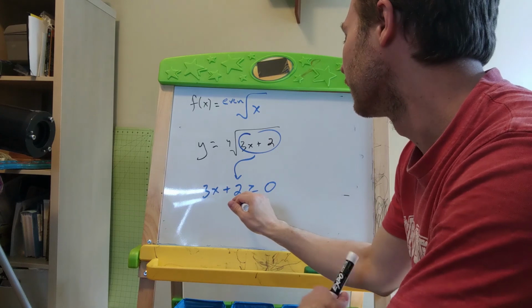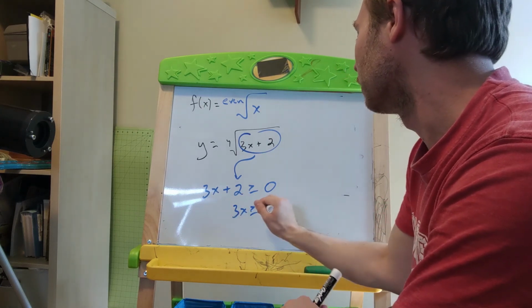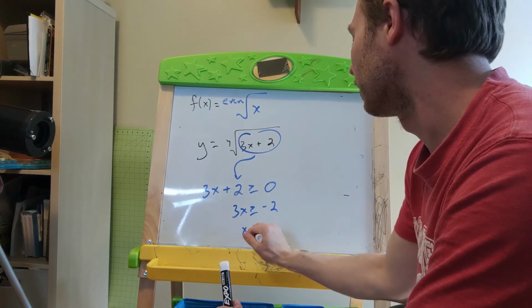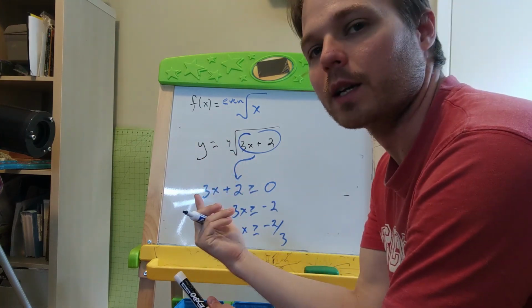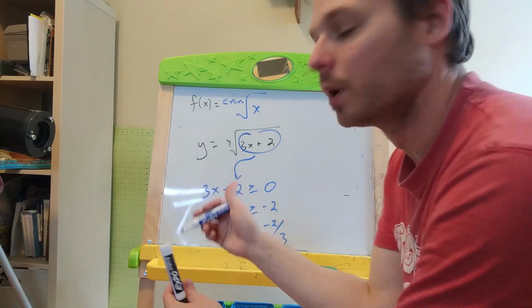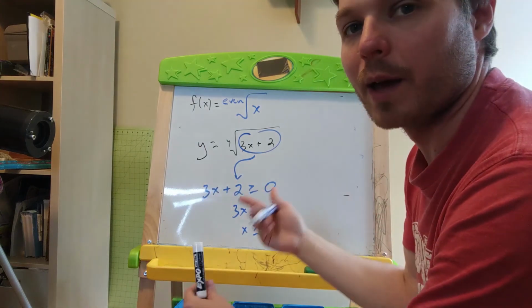So subtract the 2, so you get 3x is greater than or equal to -2, and then divide by 3. X is greater than or equal to -2/3. You only reverse the sign if you divide by a negative number, so we're dividing by positive, so no problem here. That'll give it to you automatically, algebraically.